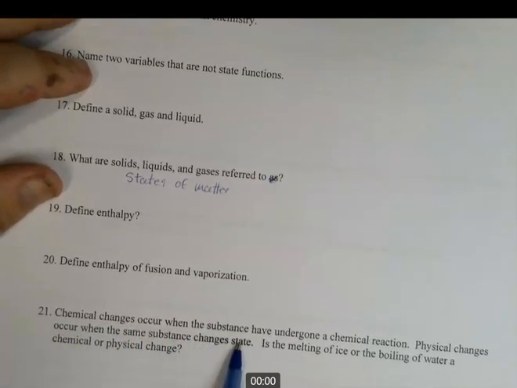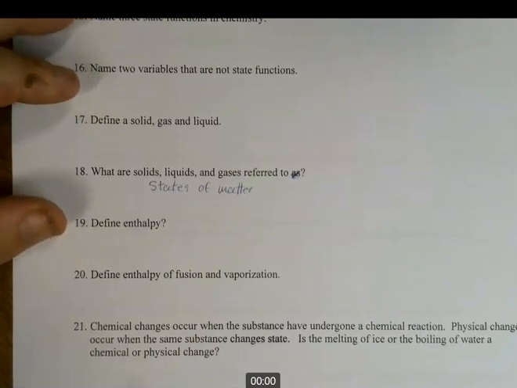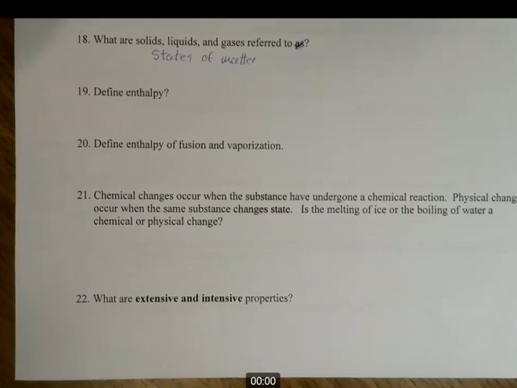Chemical changes occur when the substance has undergone a chemical reaction. Physical changes occur when the same substance changes state. So water is still water, whether it's ice, liquid water, or steam. That's a physical change. Extensive and intensive properties are down at the bottom here. So we're moving on. You can do these on your own.